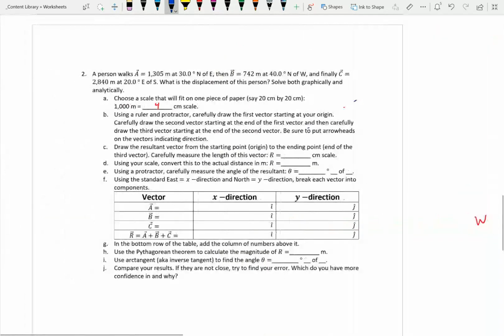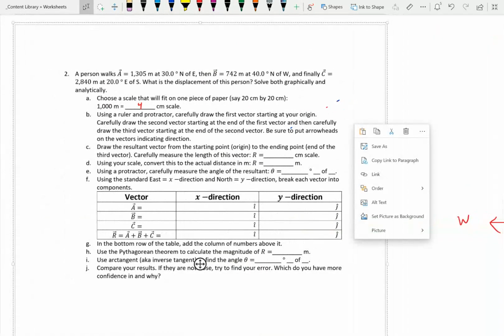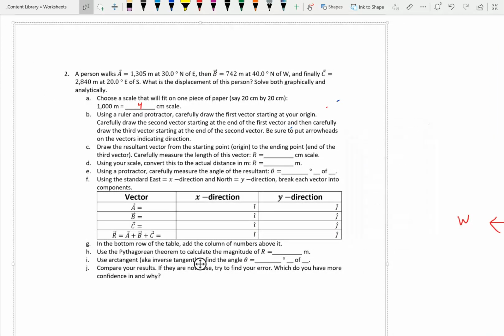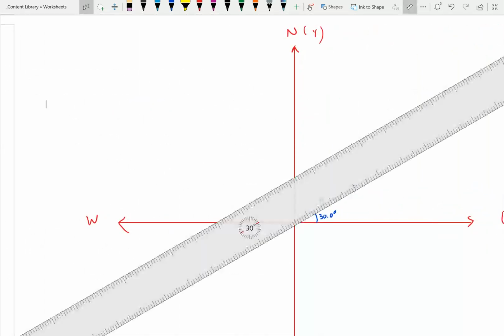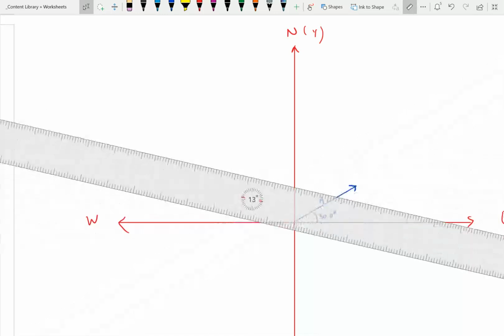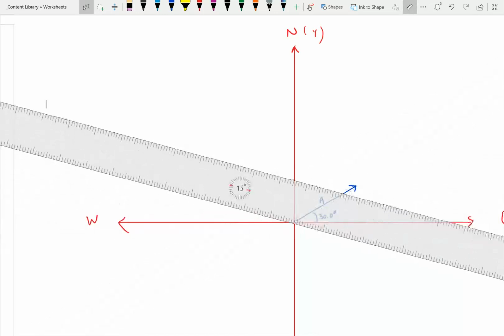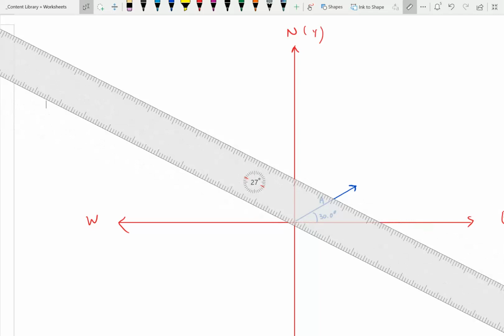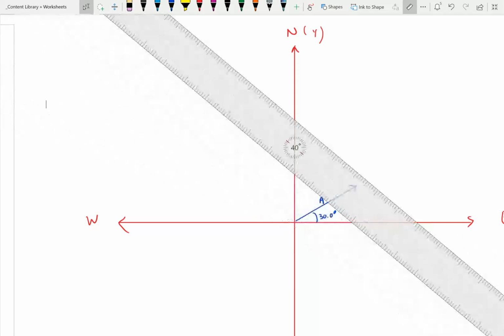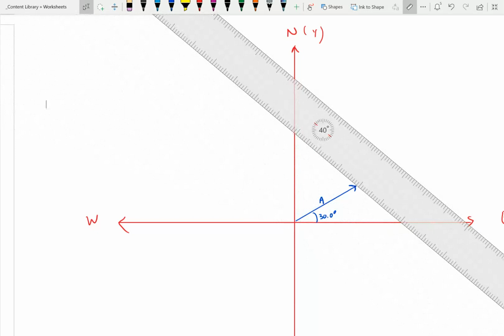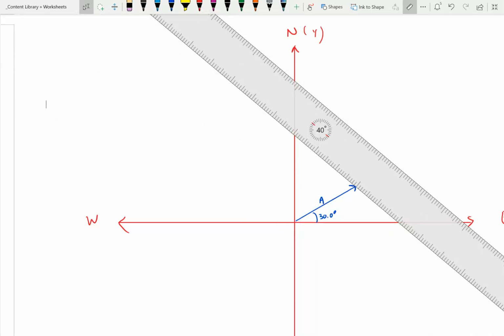I have to come back. It is an angle of 40 degrees north of west. 40 degrees north of west. So the first thing I need to do is flip this like this. And there I'm 40 degrees north of west. And put that on the tick.